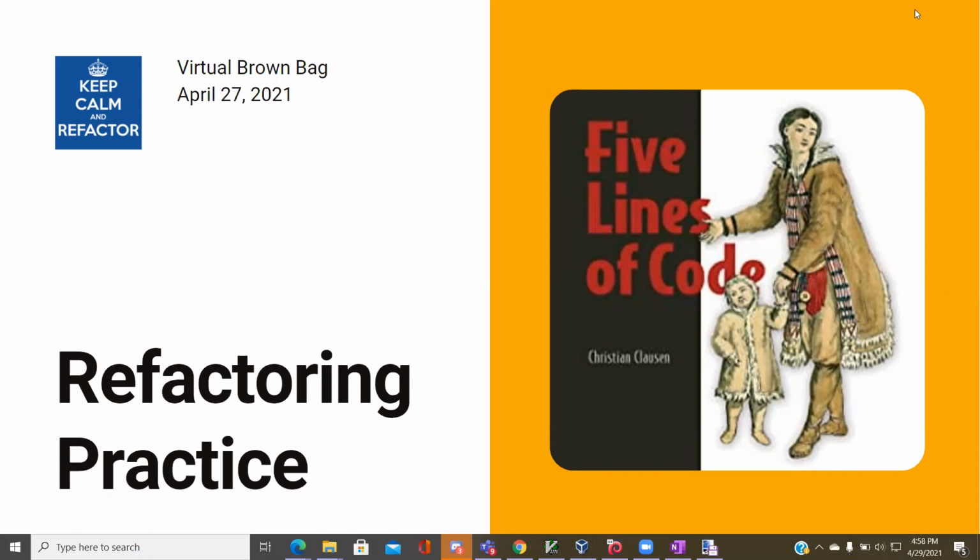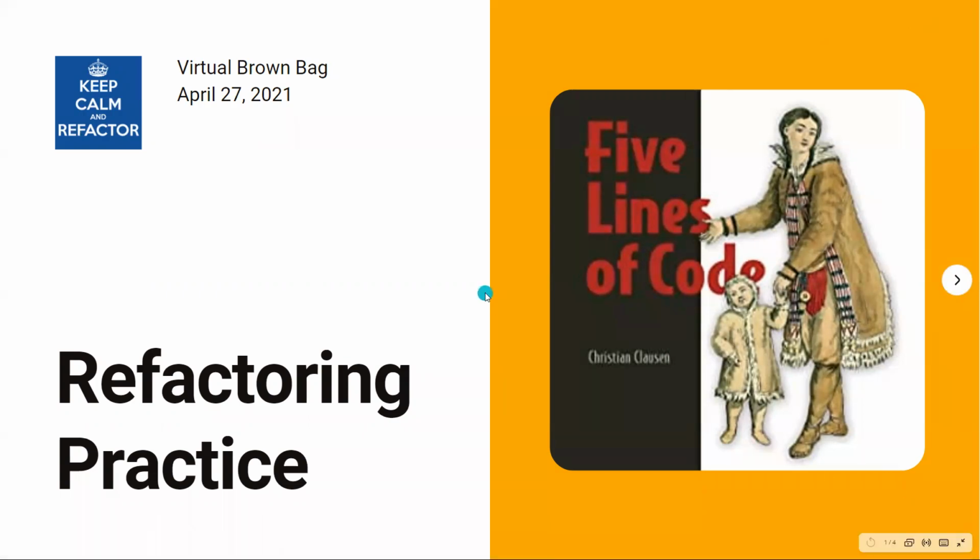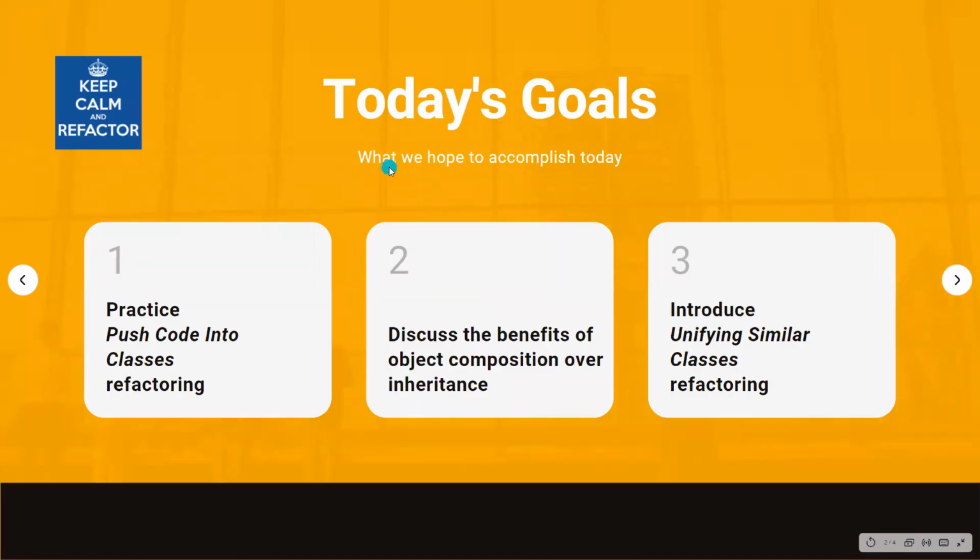Today we're going to continue with our practicing and refactoring functions that are from the 5 Lines of Code book from Christian Clausen. Our goals for today: we're going to do some practice of pushing code into classes, that refactoring exercise. If we practice what we're doing, then we'll get better at it and it'll start to come naturally. So that's what we're hoping to do today, is just practice going through this effort.